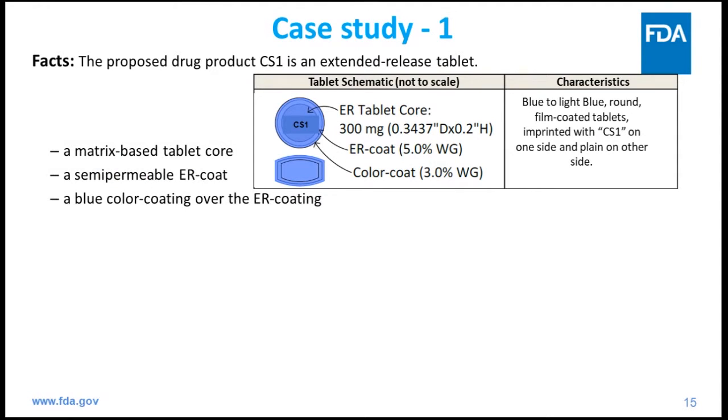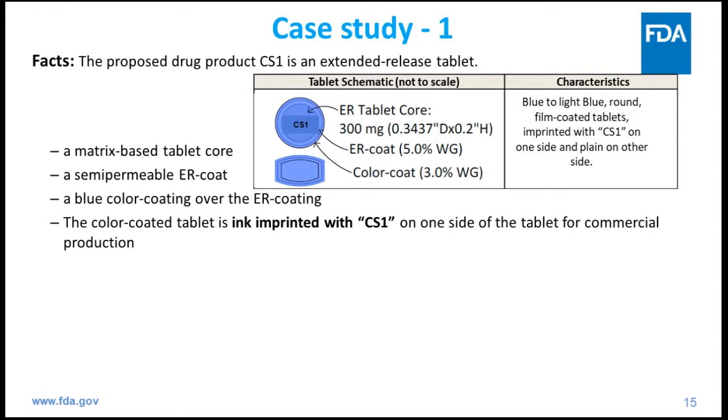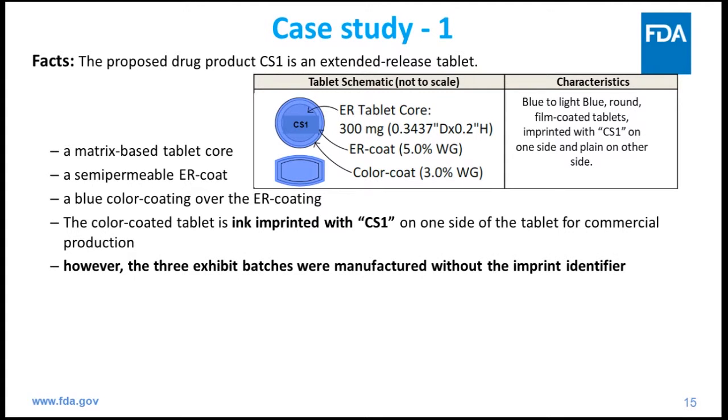It has a matrix-designed core and an ER coating on top of it. And on top of the ER coating, there is a blue color coating. Over the color coating, there will be ink imprinted on one side of the tablet for commercial production. However, the 3 exhibit batches were manufactured without the imprint identifier.